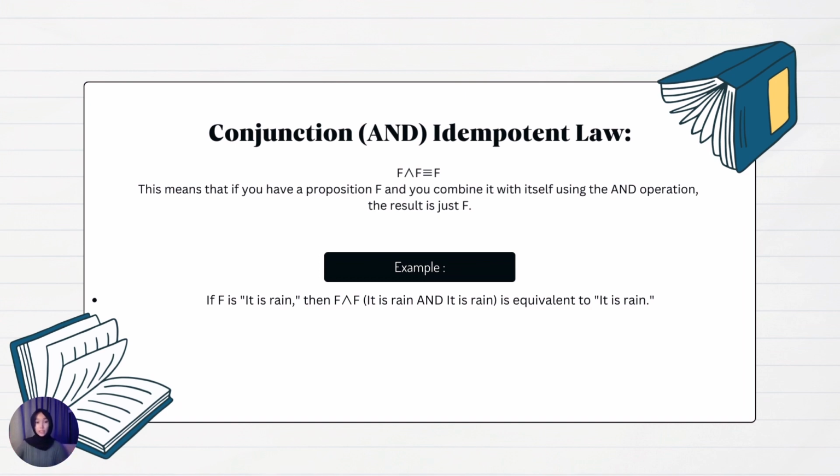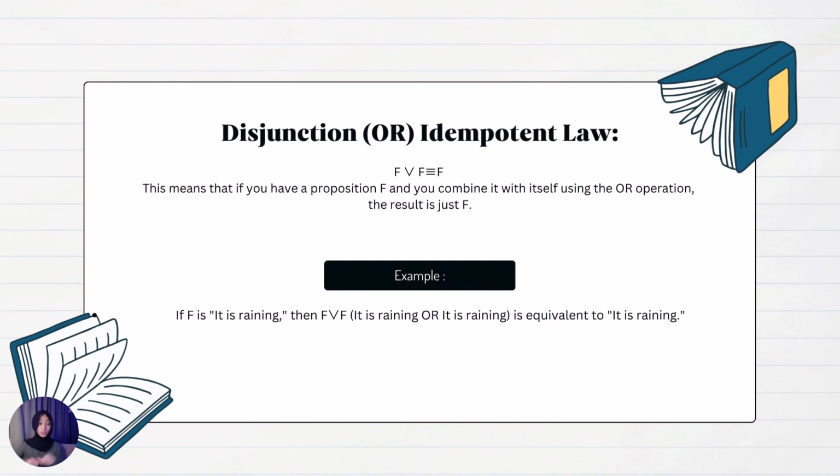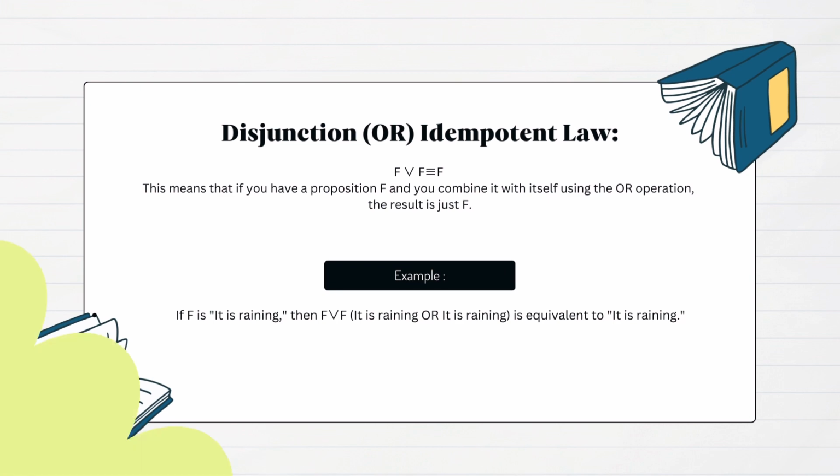Okay. So next we have disjunction, which is or. So F or F is equivalent to F. This means that if you have a proposition F and you combine it with itself using the OR operation, the result is just F too. So, for example, if F is it is raining, then F or F, is it raining or is it raining, is equivalent to is it raining.